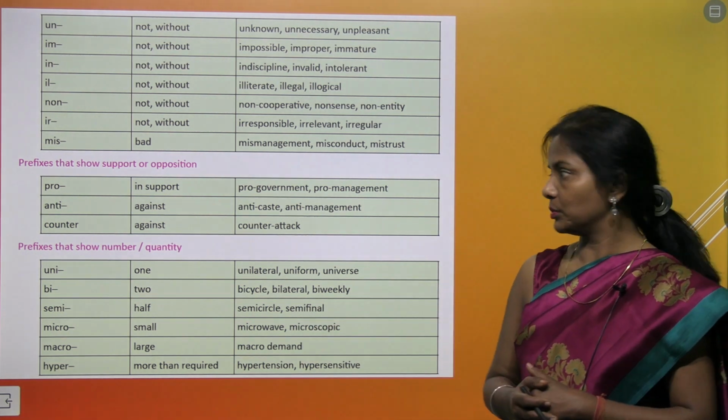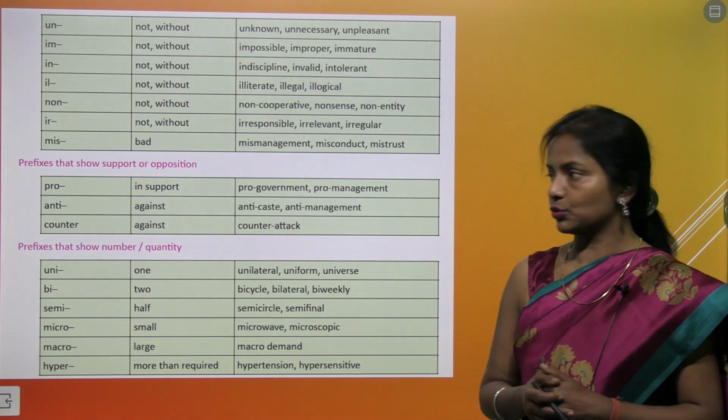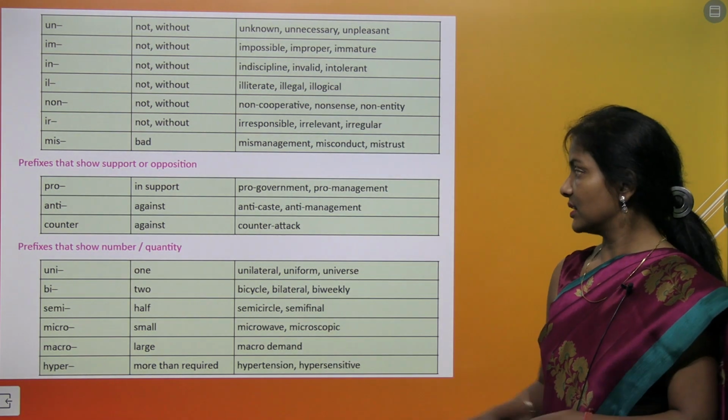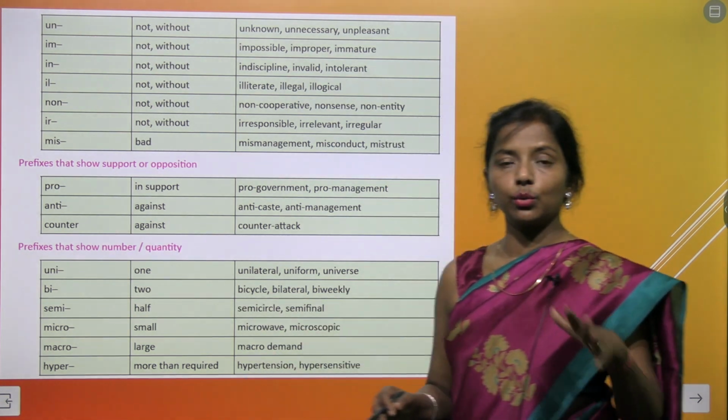Pro-government, pro-management. Anti means against: anti-caste, anti-management. Counter is again against: counter-attack. Now the prefixes that show number or quantity.